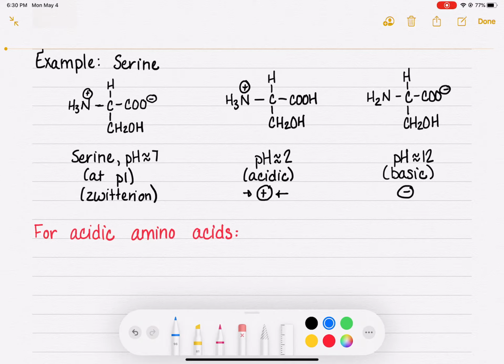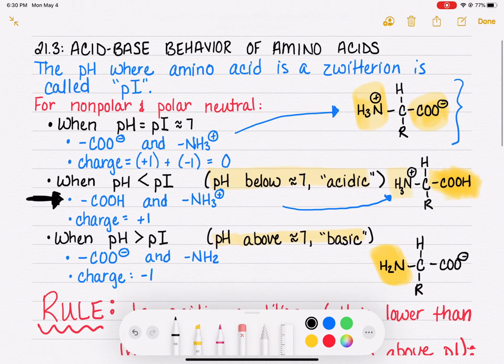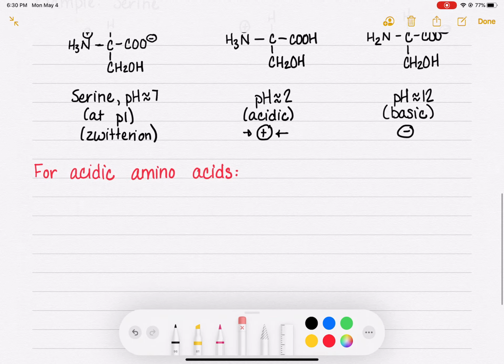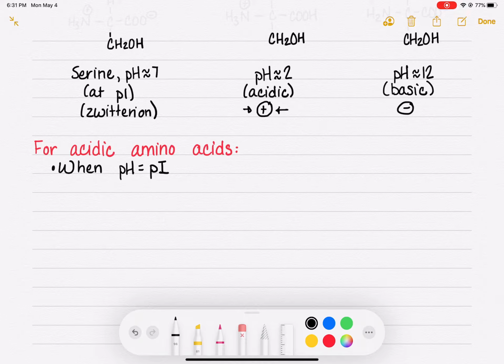So first of all, just like we did up here with the nonpolar and polar neutral, we considered all three different options: when the pH was the PI, when the pH was less than the PI, and when the pH was greater than the PI. We're going to look at all those scenarios all over again. So for acidic amino acids, we've got one possibility when the pH is roughly equal to the PI. Now for acidic amino acids, the PI is not 7-ish. And so it's going to be a number that you'll be given, or if it's not given to you, you'll just go look it up and we'll practice doing that.